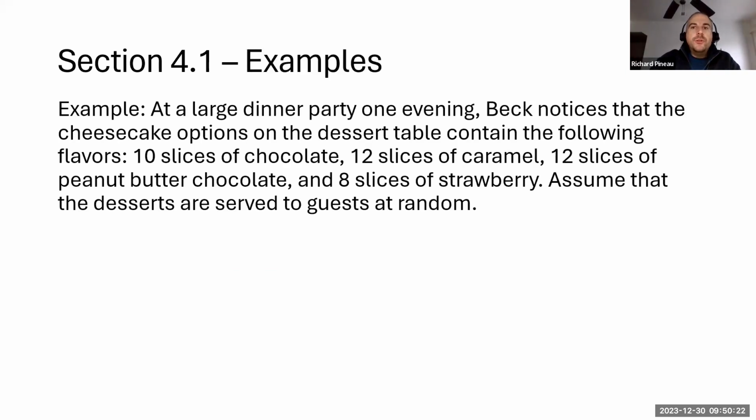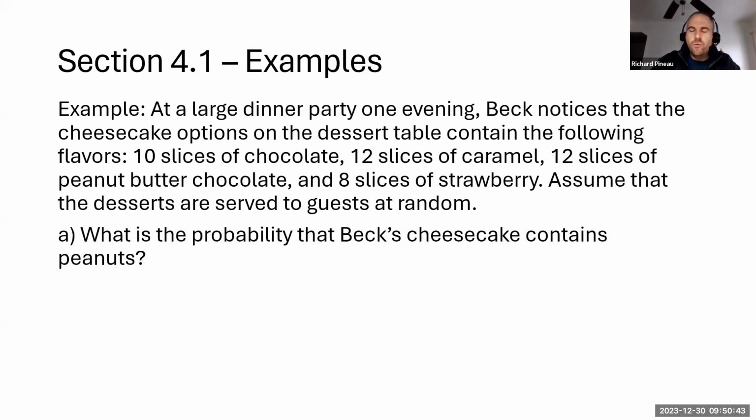All right, we have some examples to get us used to a little bit of probability here. So we've got a dinner party, and Beck has some cheesecake options. Okay, so we've got 10 slices of chocolate, 12 caramel, 12 peanut butter chocolate, and 8 slices of strawberry. And the desserts are served to guests at random. Okay, some people wonder, why are we using randomization? And that is to make sure that there's no bias in the experiment. So part A wants to know, what is the probability that Beck's cheesecake contains peanuts?